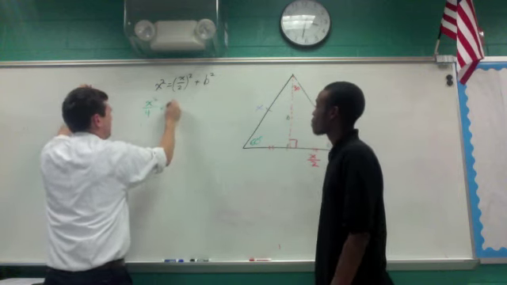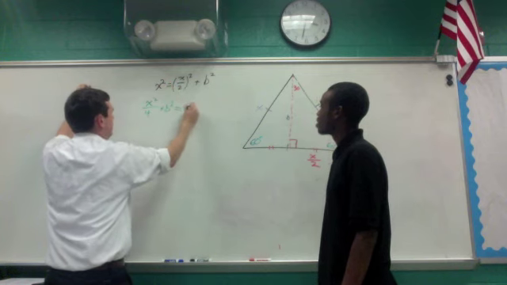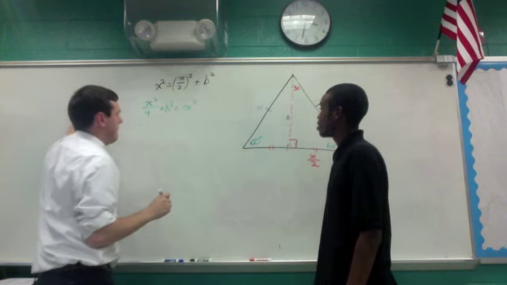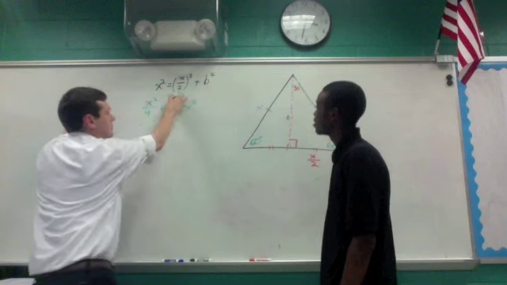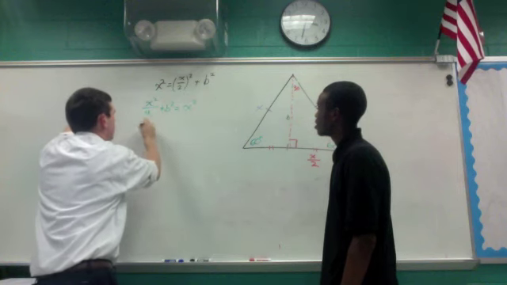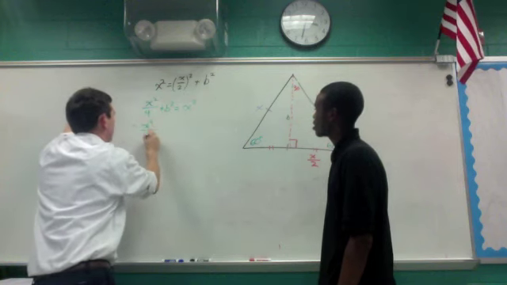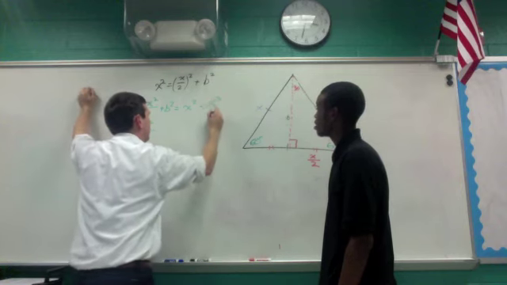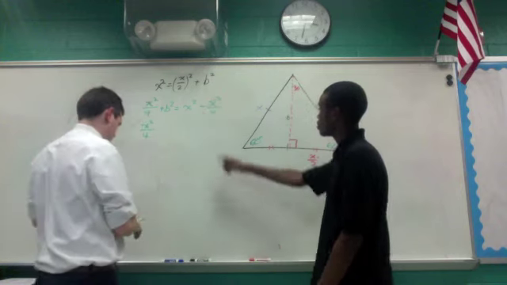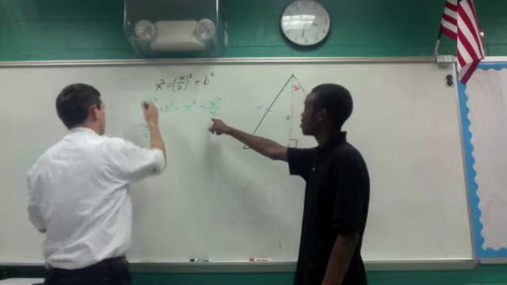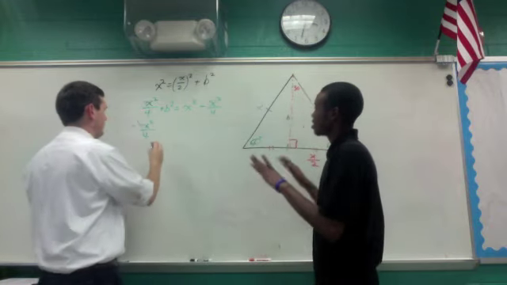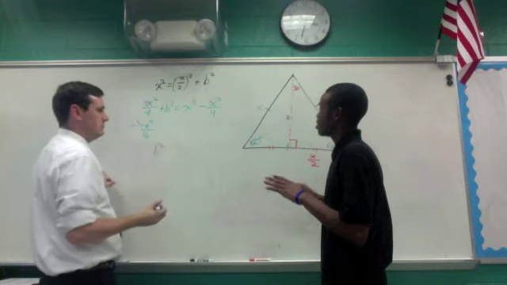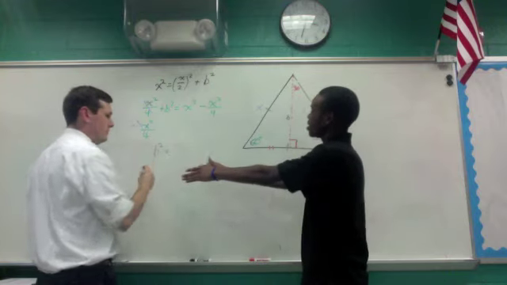Plus b squared. I'm just going to rearrange this. b squared is x squared, because I just squared that. Now I have minus x squared over 4, and then minus x squared over 4. So these two just cancel out, and all I'm left with is b squared. On just that side we have b squared.